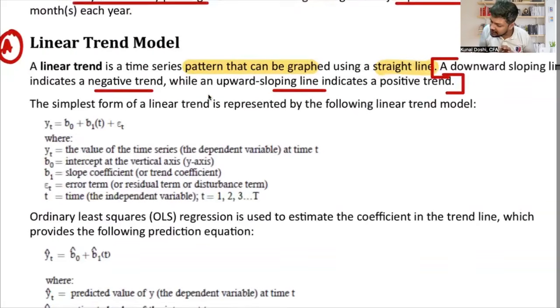So for example, this is a regression model, but what you will notice as unique: a normal regression model was Y equals B0 plus B1 X, right? Here, instead of X, you will notice you have the time. That is the unique thing in the trend analysis or trend model.